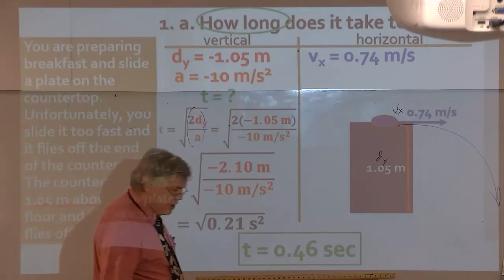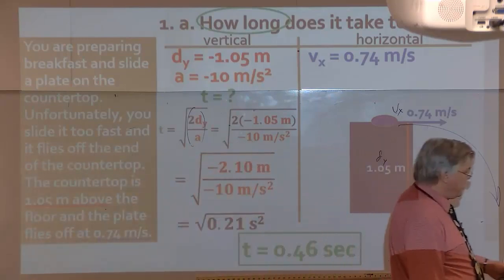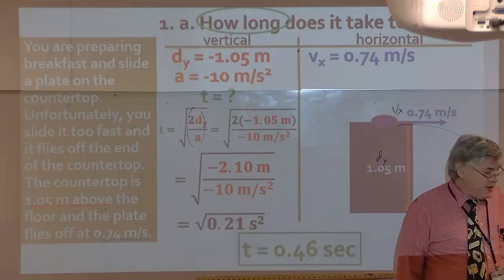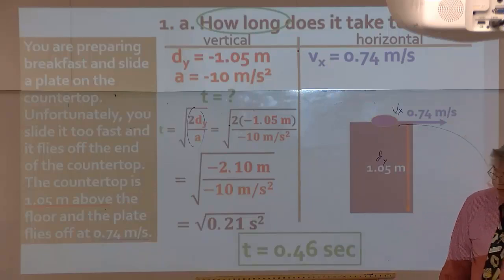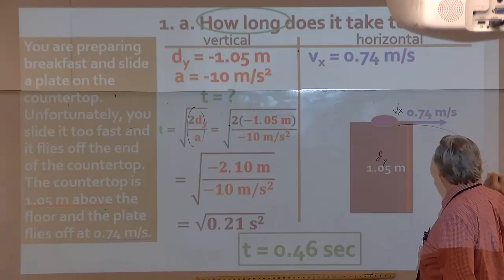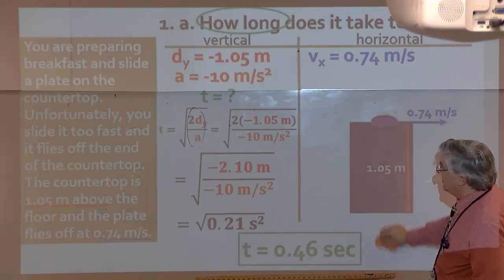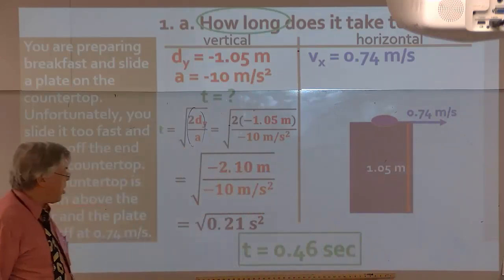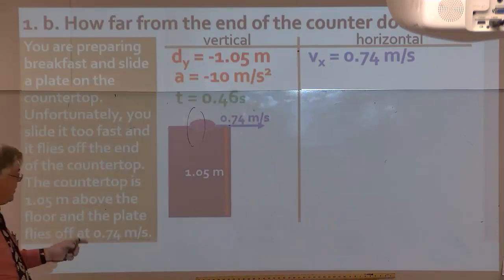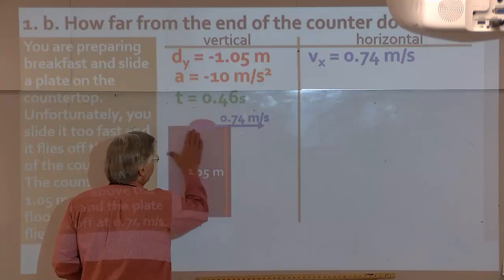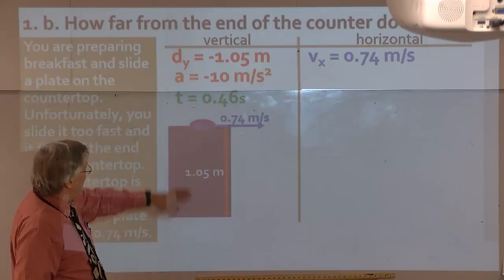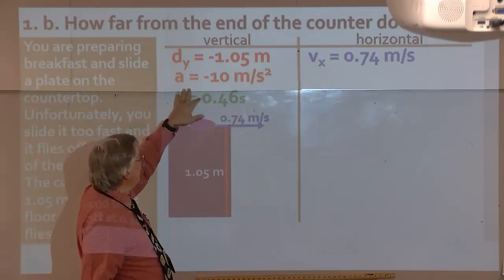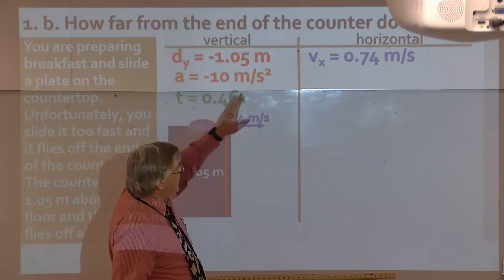So the second part of the problem depends on us having solved this first part, because the second part asks us, how far away does it stand? So let's look at part B. I've moved the picture over here. I know you can't do that. But we've got our time now. So we have our dy, our a, and our t, and vx.